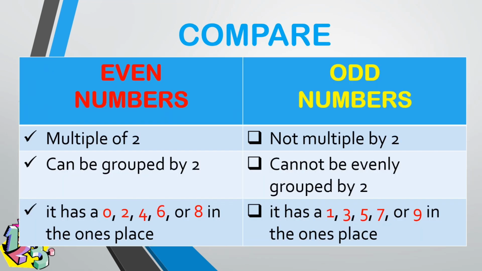Now, let us compare even numbers and odd numbers. Even numbers are multiples of 2. Even numbers can be grouped by 2. Even numbers have 0, 2, 4, 6, or 8 in the ones place. While odd numbers are not multiples of 2, cannot be evenly grouped by 2, and have 1, 3, 5, 7, or 9 in the ones place.